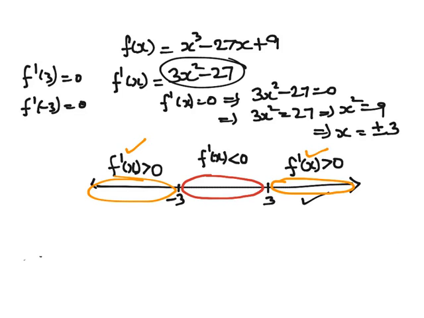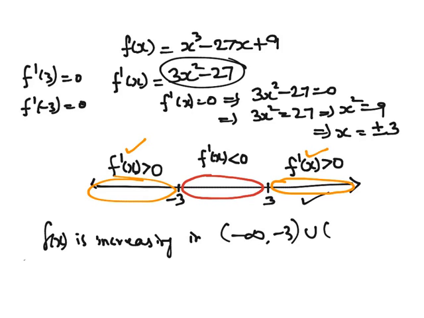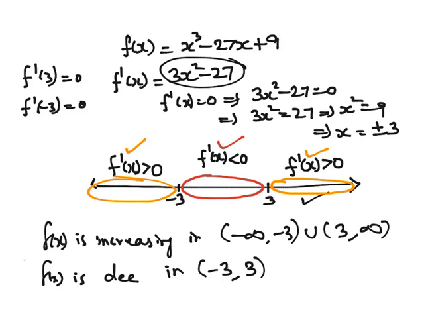What does it mean? It means in those intervals, f of x is increasing. So f of x is increasing in minus infinity comma minus 3 union 3 comma infinity. Now you can see here in this interval, f dash of x is less than 0. That means f of x is decreasing in the interval minus 3 comma 3. So this is the answer.